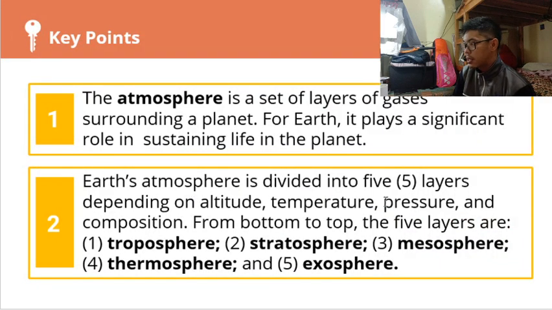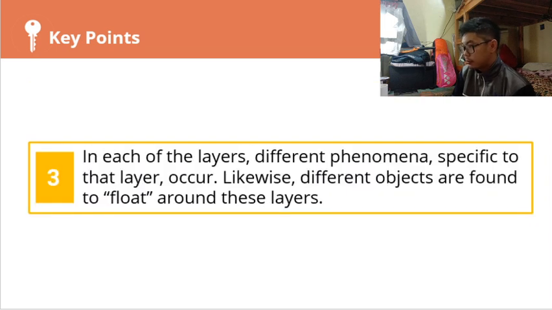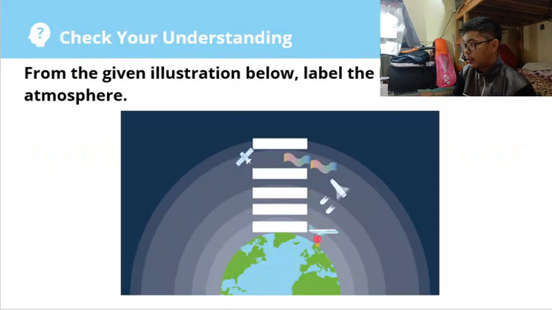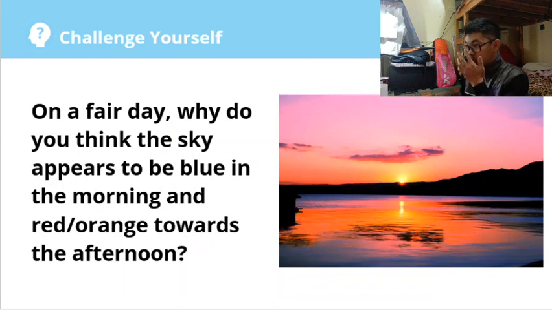So basahin nyo lang po ito, different key points, and let's check your understanding here. So, from the given below, label the layers of the atmosphere. So, andito po. However, try natin dito. Sa challenge yourself. On a fairy day, why do you think the sky appears blue in the morning and red-orange towards the afternoon? This is actually a really very early question.